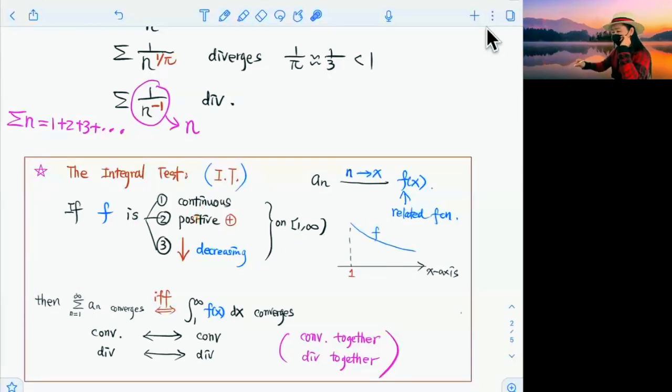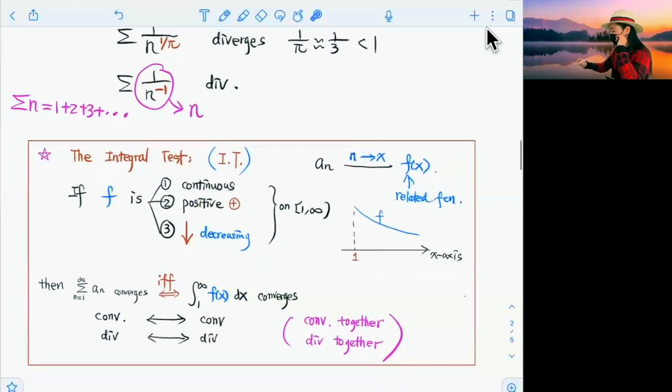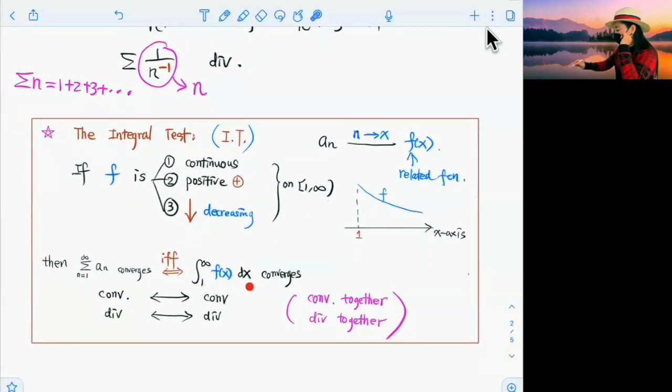If this function satisfies these 3 conditions, then if that integral from 1 to infinity converges, the series here converges. If that integral diverges, then this series diverges.